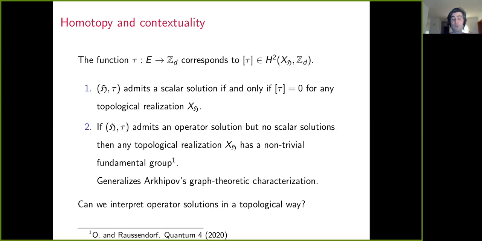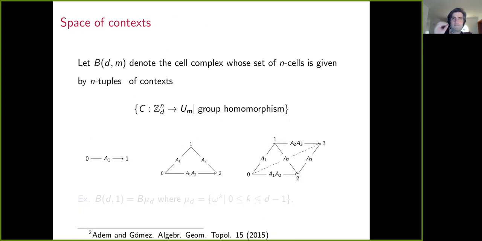This work appeared as joint work with Robert Rosandorf. So far we have explained everything related to the linear constraint system as a topological object, but the operator solutions are missing in the picture. So how can you interpret an operator solution in a topological way? That's the main idea of this talk. And before that, we need to introduce a space of contexts.